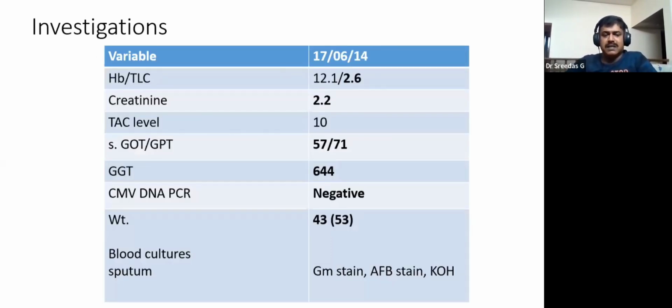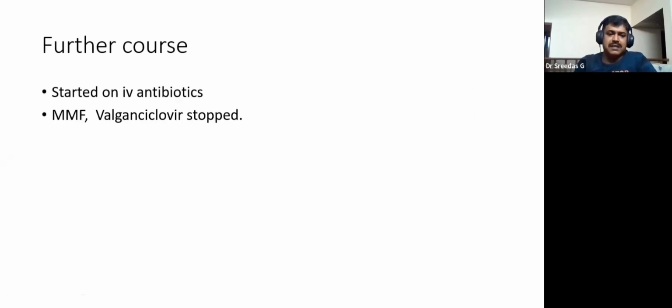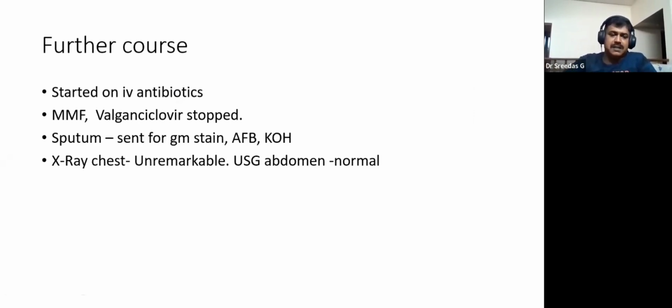Investigations this time, 5 months post-transplant, showed a significant leukopenia, total count of 2,600, graft dysfunction, creatinine 2.2, TAC level of 10, and some transaminitis and increased gamma GT. CMV was negative, and his weight had significantly reduced. Now he was started on broad spectrum IV antibiotics due to leukopenia, MMF and valganciclovir were stopped, and sputum was sent for Gram staining, AFB, and KOH stain. X-ray was unremarkable, and ultrasound was normal.